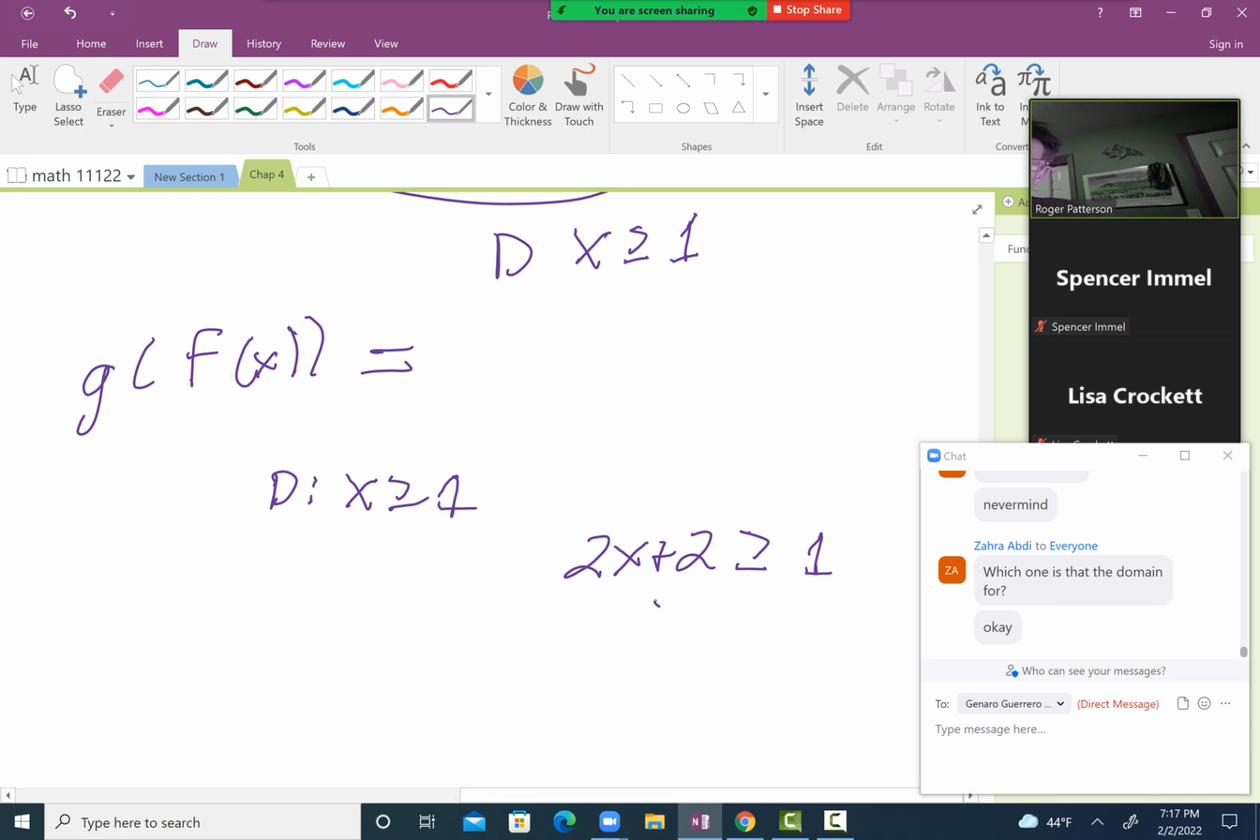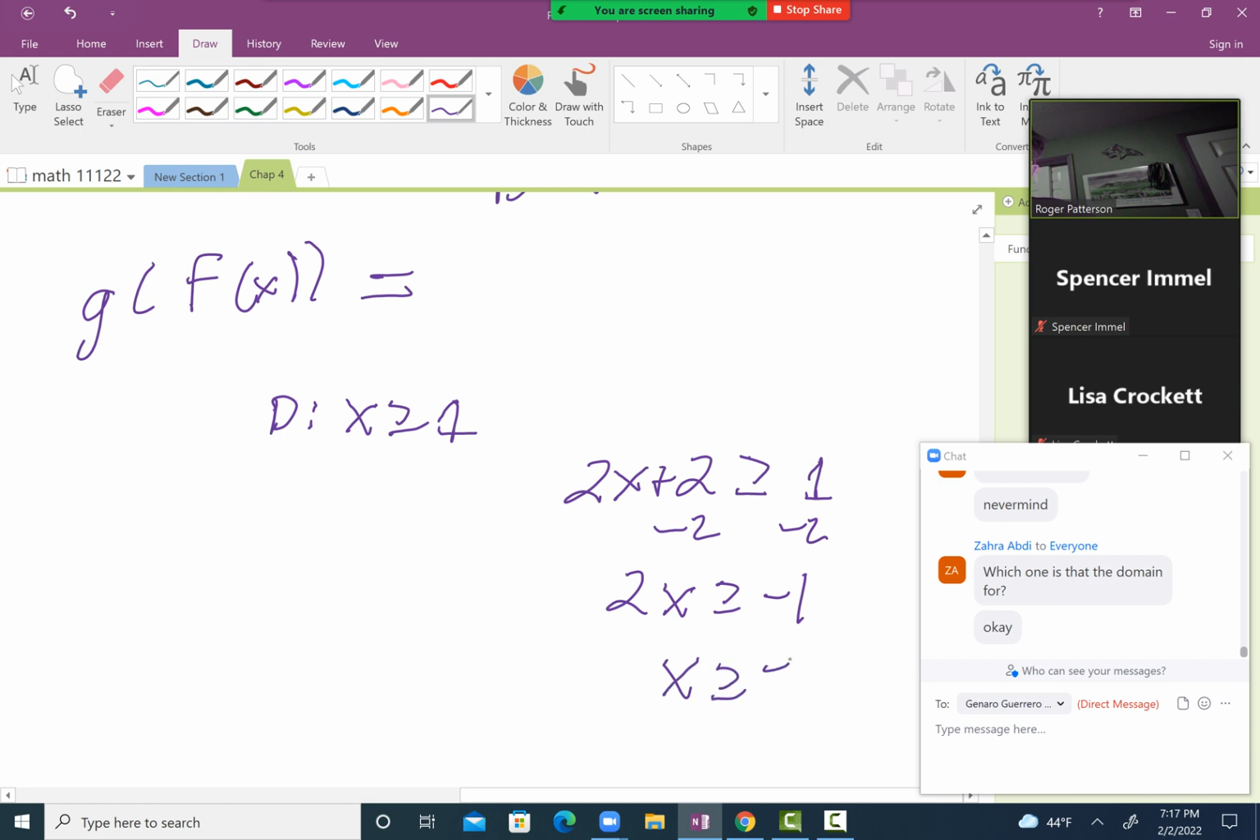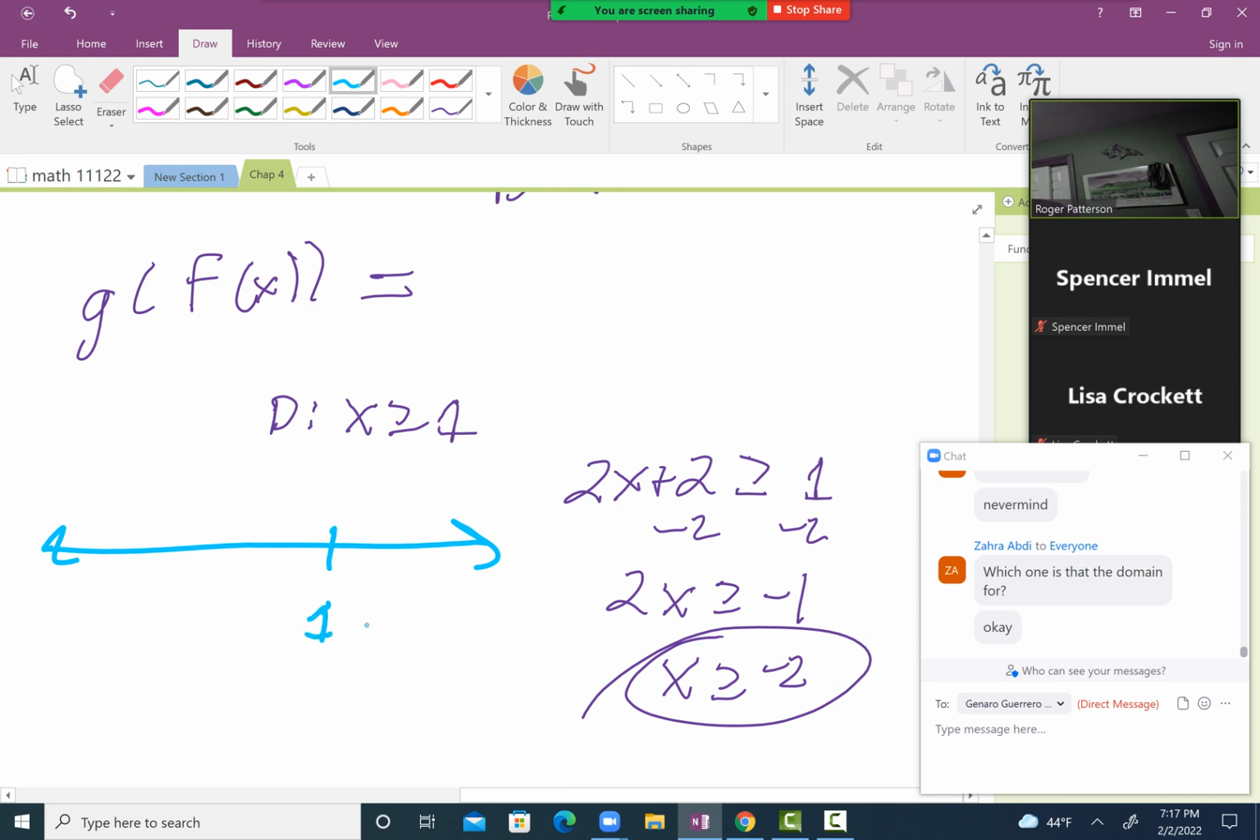Now I'm going to solve this out. I have 2x is greater than or equal to negative 1, so x is greater than or equal to negative 1/2. That's what my domain is. x has got to be greater than or equal to negative 1/2, and I should be okay. Here I have greater than or equal to 1. I want to number line this guy. I'm going to draw a little number line here. Here is my 1, and I want all numbers greater than that, so it goes that way.